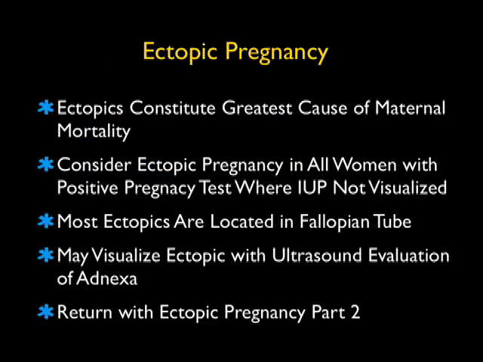So, in conclusion, ectopic pregnancies constitute the greatest cause overall of maternal mortality. And we must consider an ectopic pregnancy in all women with a positive pregnancy test where an intrauterine pregnancy is not visualized within the fundal part of the uterus. Most ectopic pregnancies are going to be located in the fallopian tube, and we may actually visualize the ectopic with ultrasound evaluation of the adnexa as shown in this module. So we'll return with ectopic pregnancy part 2, which goes over the varied manifestations of ectopics.